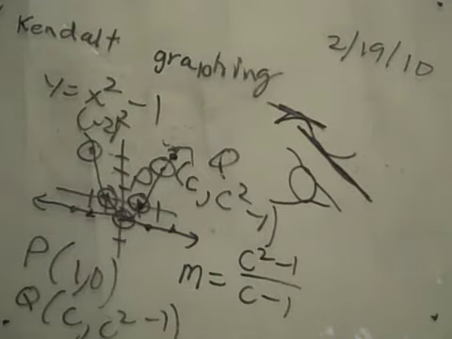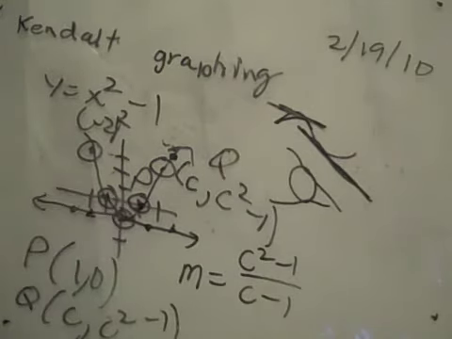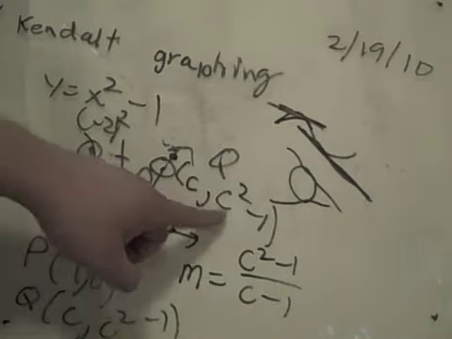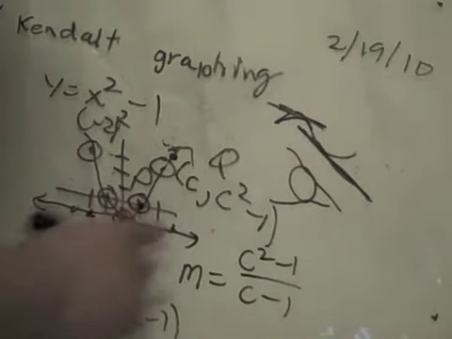Now this is a problem because this slope here, the tangent slope, obviously isn't going to be a bunch of different things. There's definitely one answer for this. So what are we going to do? Well, we're going to bring this point close to this point. In other words, we want c to get really close to 1.